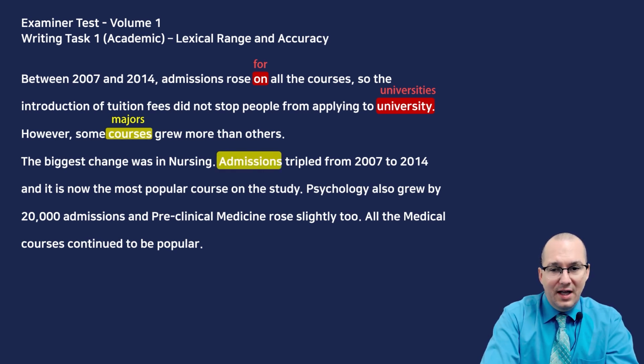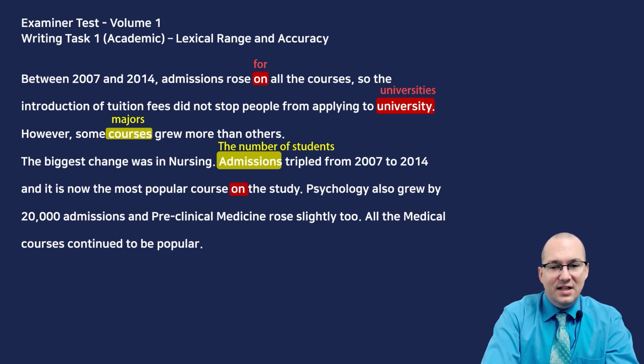Admissions tripled. Well, again, the number of students. It's just a different way to say the same thing. Okay, so again, this is really helpful. It's not wrong, that's why it's in yellow. It's kind of like a little warning. This is how you could improve.